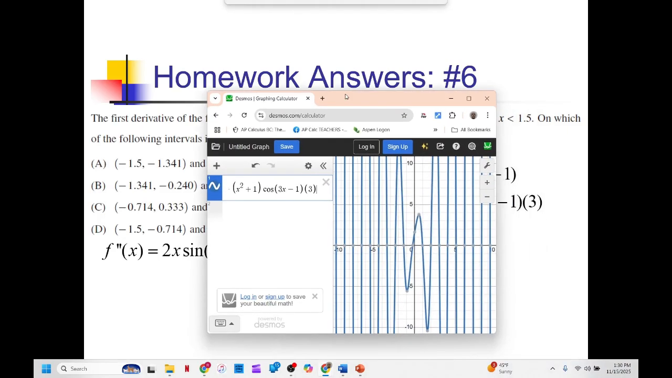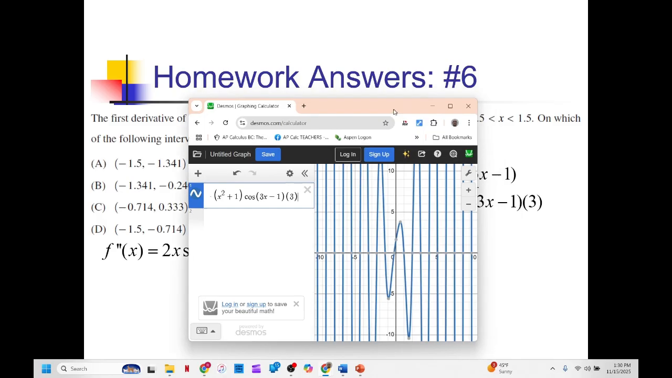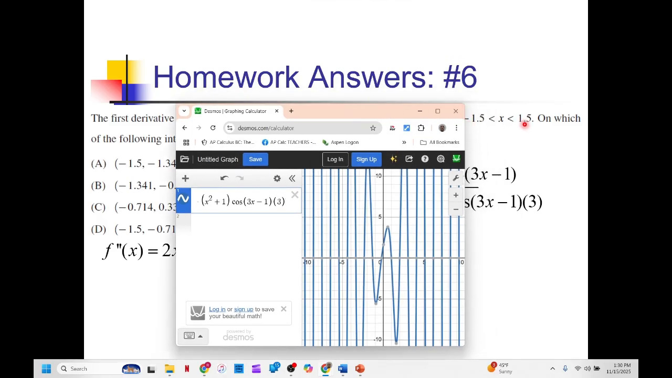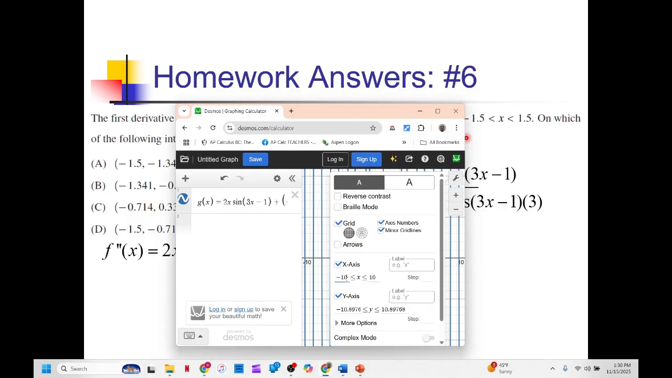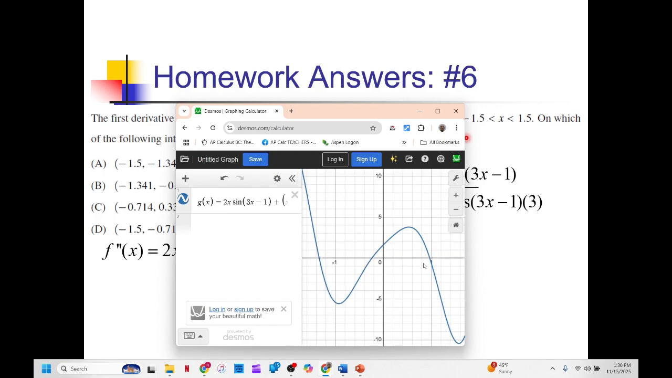And if we look at this, this is definitely a big mess. But fortunately, we only care about the interval from negative to positive 1.5. So let me go and put that in there. And let me make it like negative 1.7 and positive 1.7, just so I can get a full look at what this thing is doing. All right, so here is my function on that interval.